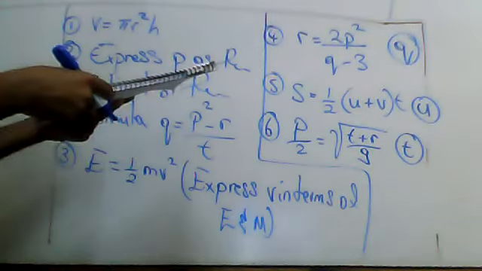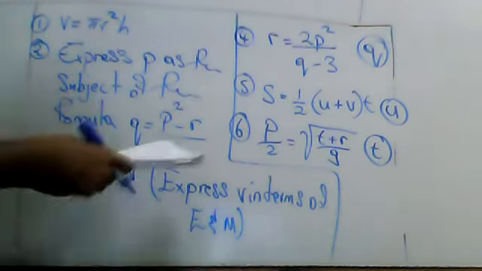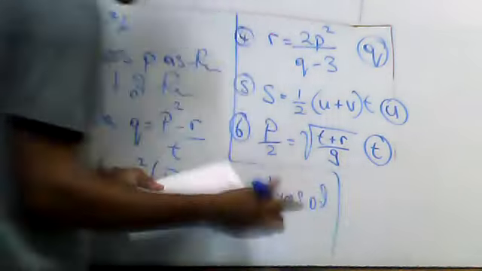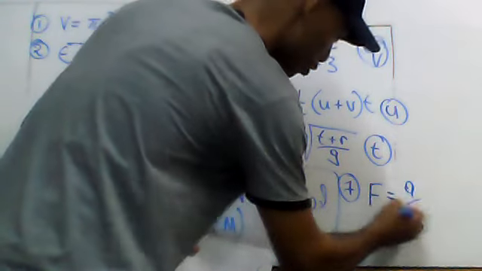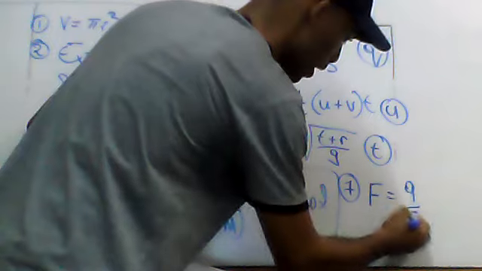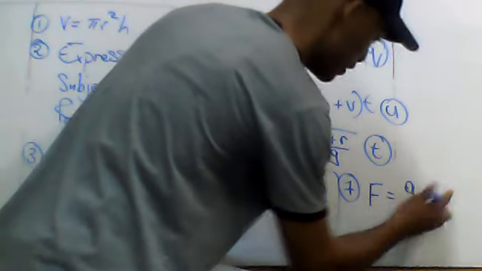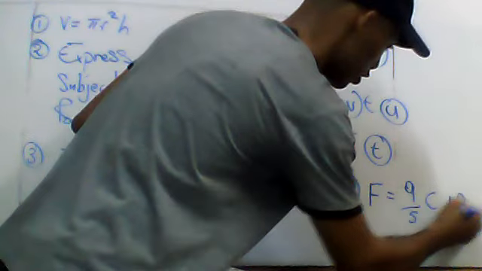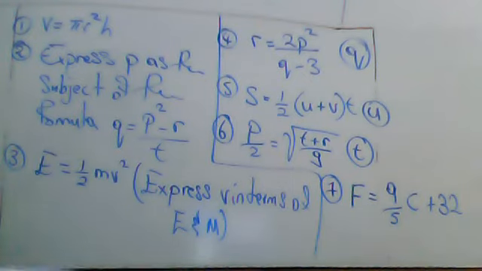So we can get another one. Let me adjust the camera here, and give you a final one, the 7th one. This one they have F is equal to 9 over 5 bracket. Oh, this is not a bracket, it's a C. C plus 32. So that's the questions that we're going to be looking at.